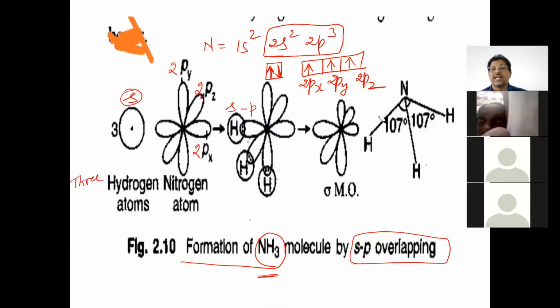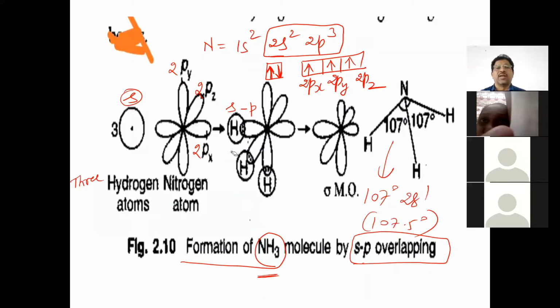The bond angle between two NH bonds is 107 degrees. So 107 degrees is the bond angle of ammonia. Actually, it is 107 degrees 28 minutes, which means we can take 107.5 degrees. The bond angle in the ammonia molecule is 107 degrees 28 minutes. So it is also an example of sp overlapping.